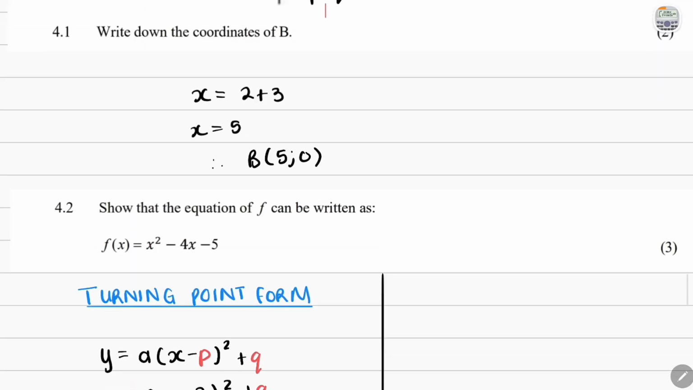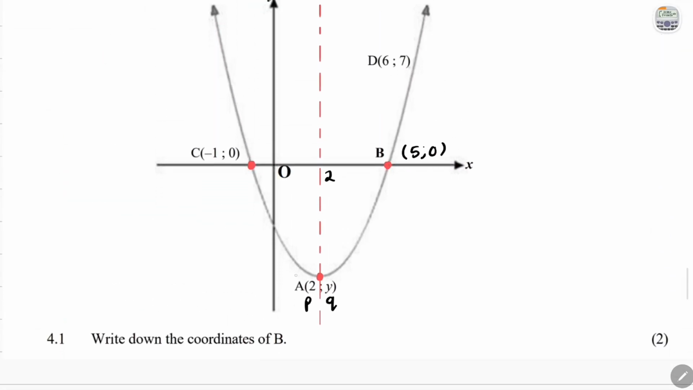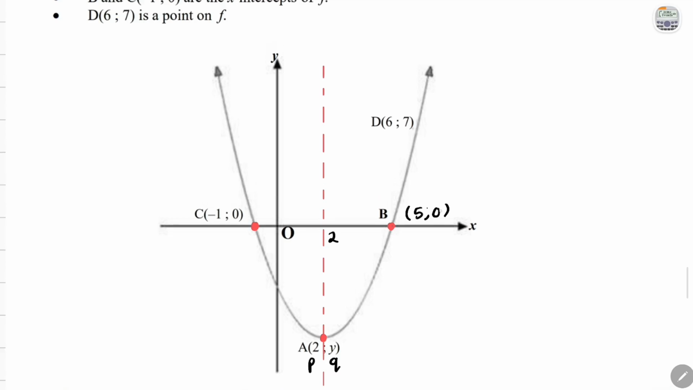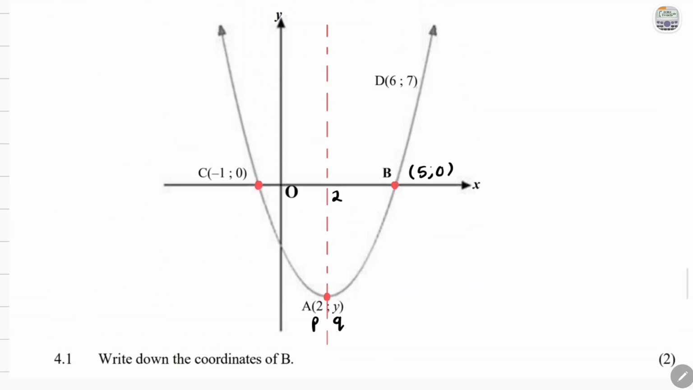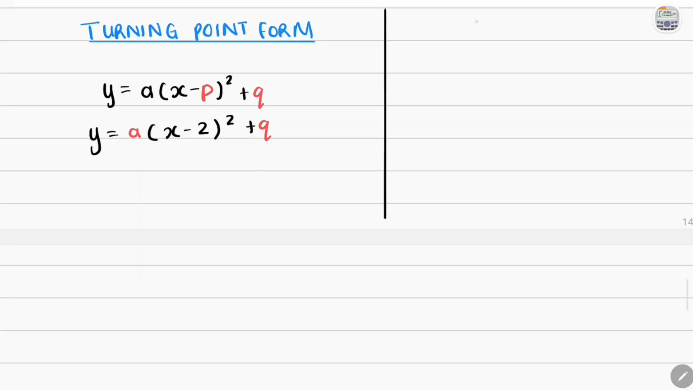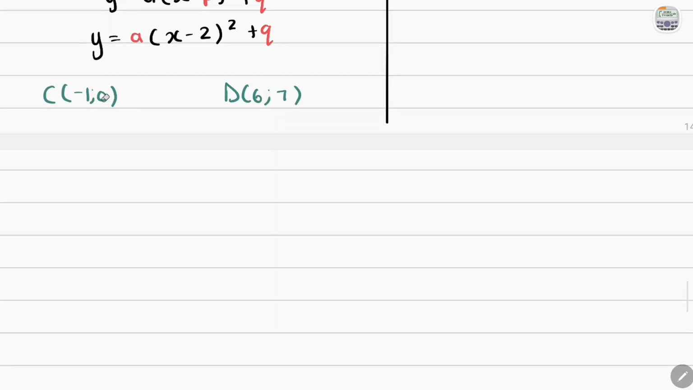So to find this, we already have 2 points. Other than this, we have 2 complete points. If we weren't even looking at this point, we would have this point, and we could just substitute them. So we would just substitute those, that's C and D. In place of y here, we say 0. We say 0 equals a multiplied by, and x is negative 1, then minus 2 all squared plus q.